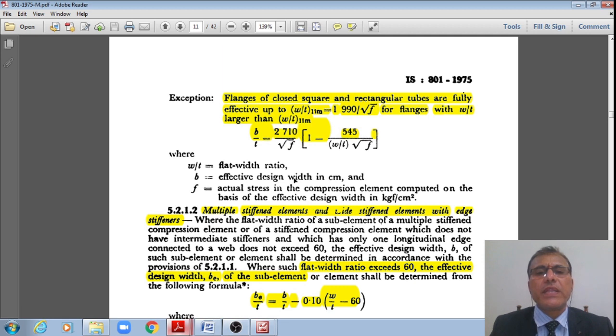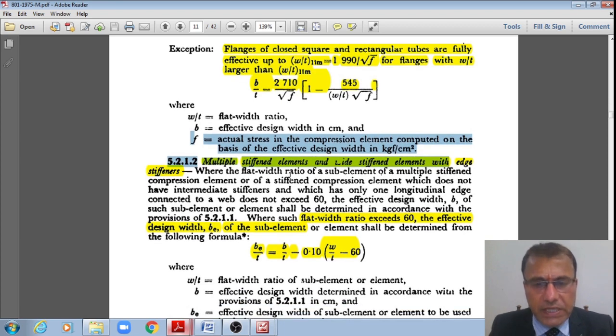However, the exception is the flanges of closed square or rectangular tubes are fully effective up to W by T lim equal to 1990 divided by square root of F. For flanges with W by T larger than W by T lim, B by T is equal to 2710 divided by square root of F, 1 minus 545 divided by W by T square root of F, right? Where W by T is the flat width ratio and B is the effective design width in centimeters and F is the actual stress in the compression element computed on the basis of the effective design width in kg per centimeter square. That we'll see in the designs, right?